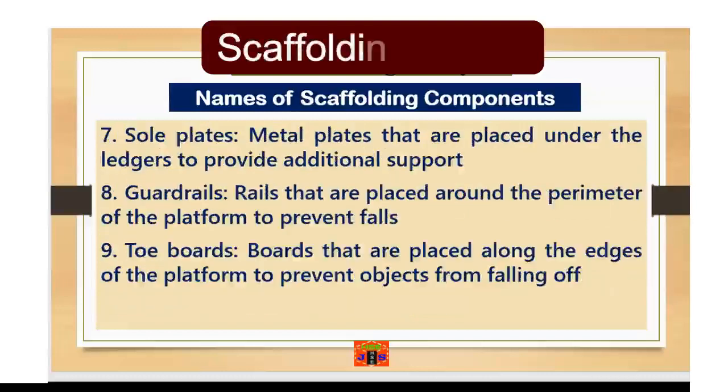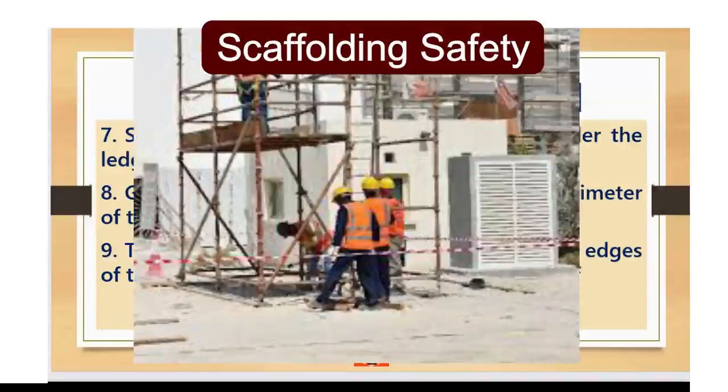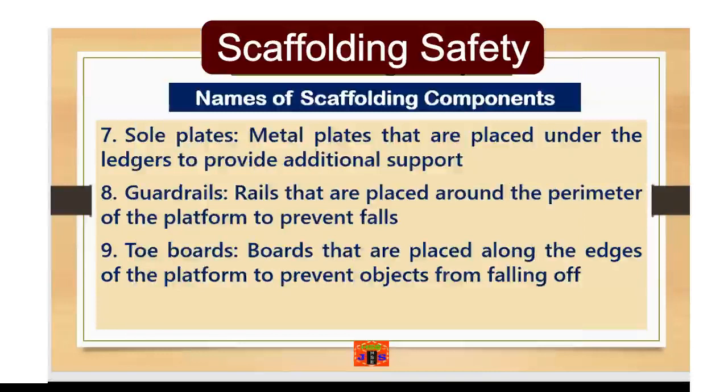You are watching Safety First, and now we are discussing the components of a scaffolding structure. Number seven, sole plates, metal plates that are placed under the ledgers to provide additional support. Number eight, guardrails, rails that are placed around the perimeter of the platform to prevent falls. Number nine, toe boards, boards that are placed along the edges of the platform to prevent objects from falling off.